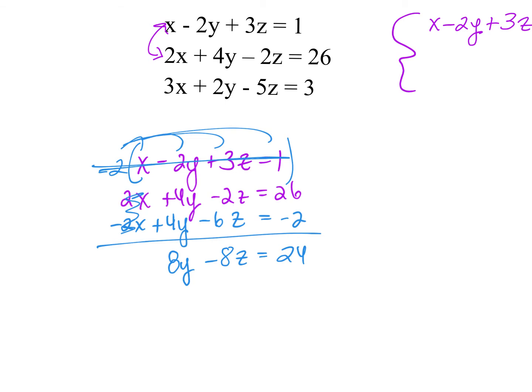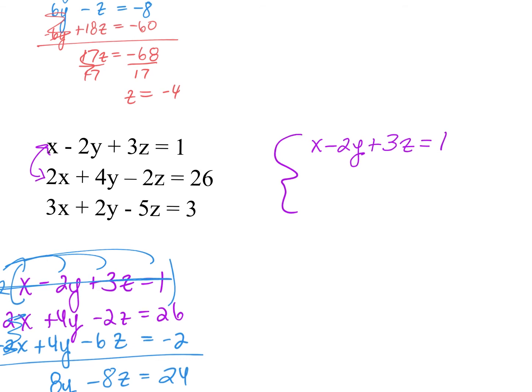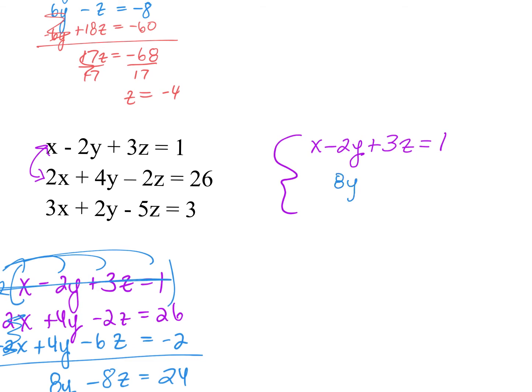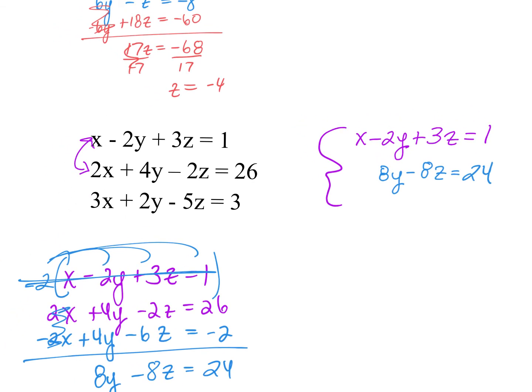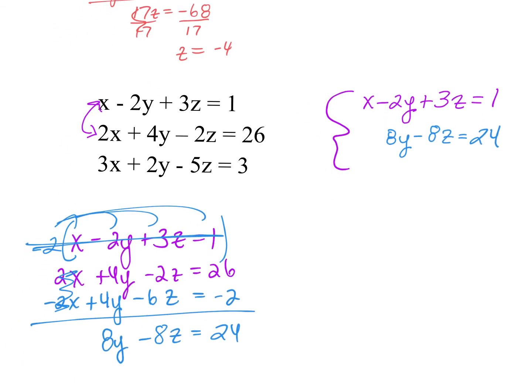24. What do you guys notice about this equation? You could take out an 8, if you wanted to. You could make this y minus z equals 3. If you don't see that, no problem. Your numbers are just going to be a little bigger, but it'll simplify in the end, but that's fine. So here, my second equation is 8y minus 8z equals 24.